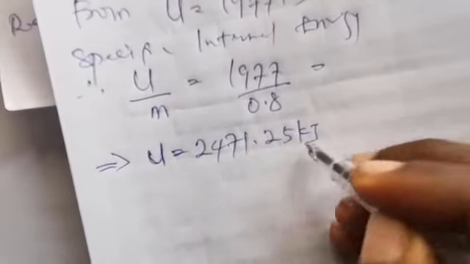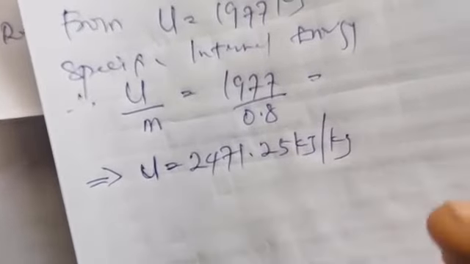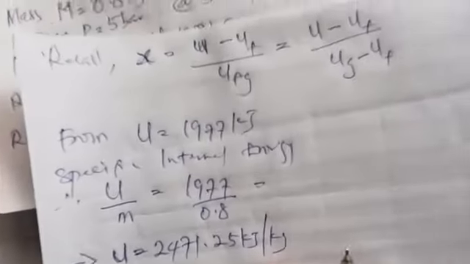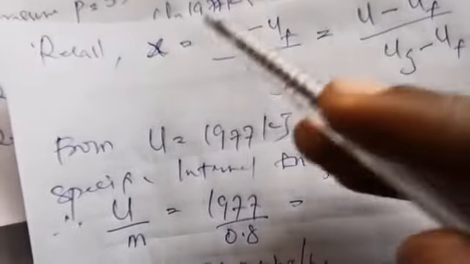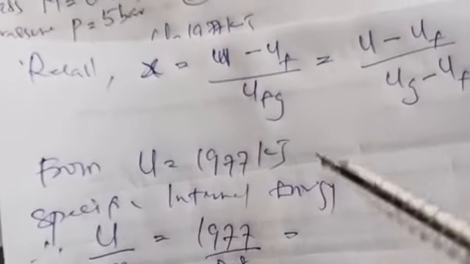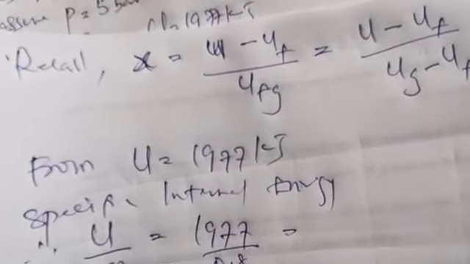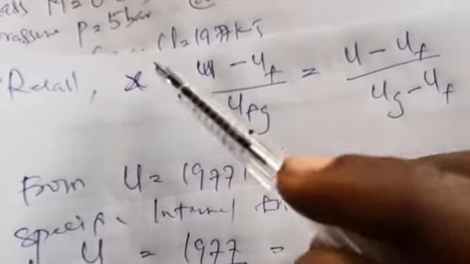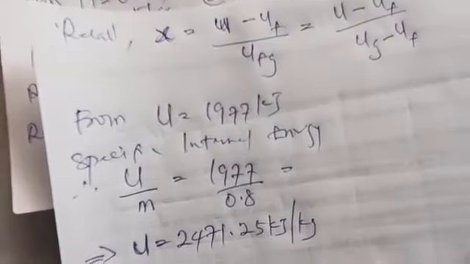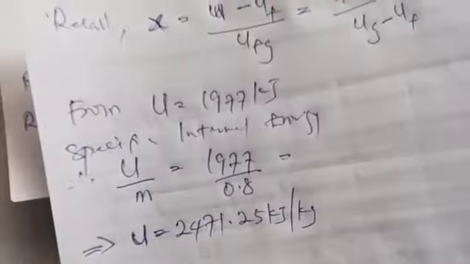This simply implies that specific internal energy U is equal to 2471.25 kilojoules per kilogram. Now the reason why we converted this is simply because every property in the steam table is a specific property. So we also have to convert this to a specific property, so we can use this formula to find the dryness fraction.